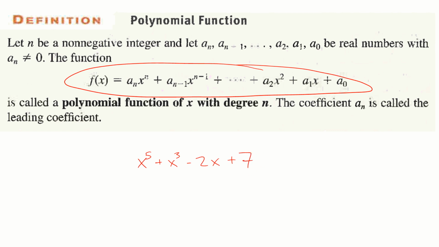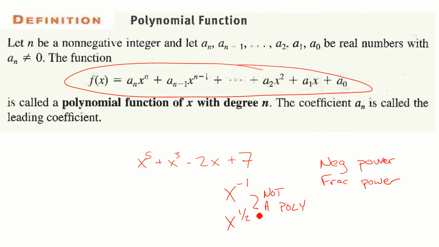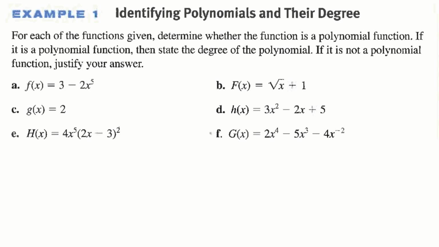Okay, there are two situations where you're not going to be a polynomial. If, in any case, you have a negative power or a fractional power. So if you have x to the negative 1, that is not a polynomial. If you have x to the 1/2, that is not a polynomial either. 1 over x is the same as saying x to the negative 1, so if you have a variable in the denominator, not a polynomial. Square root of x is the same thing as x to the 1/2, so if you have a radical with a variable underneath it, not a polynomial. Everything else is.